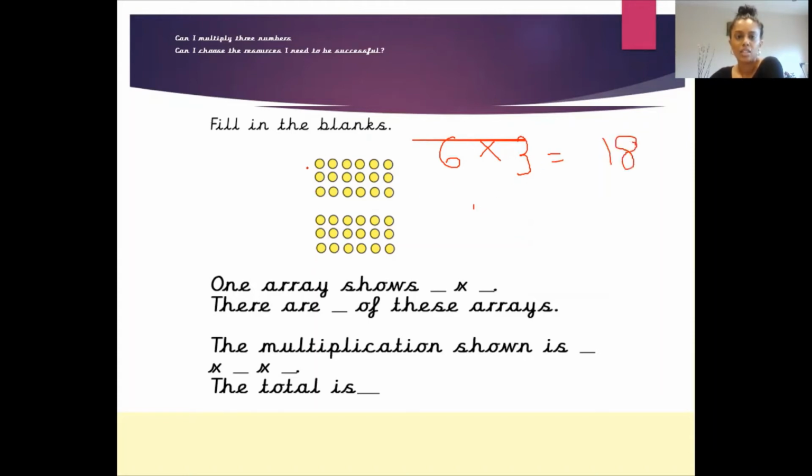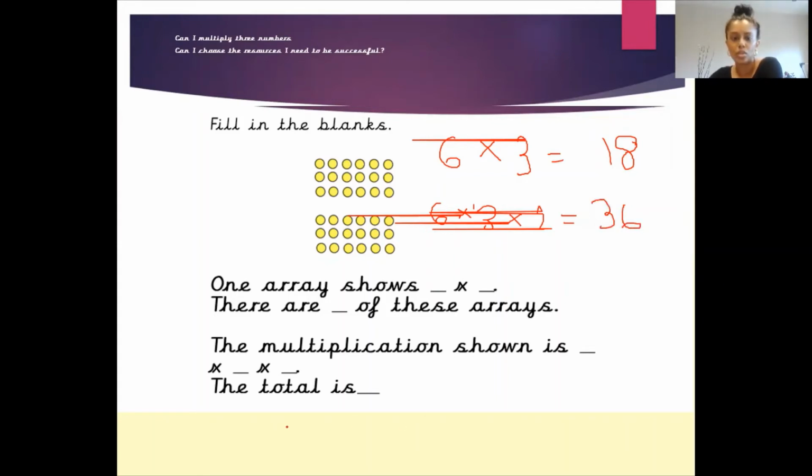And how many arrays do I have? I have 2 arrays. So essentially your question is 6 times 3 times 2 equals. So in order to work this out, my answer will be 6 times 3, which is 18, and then 18 times by 2, which is going to be 36. So it doesn't matter which way round I do it.